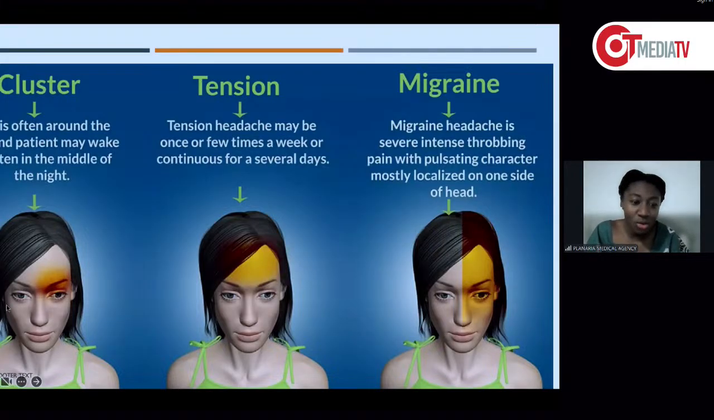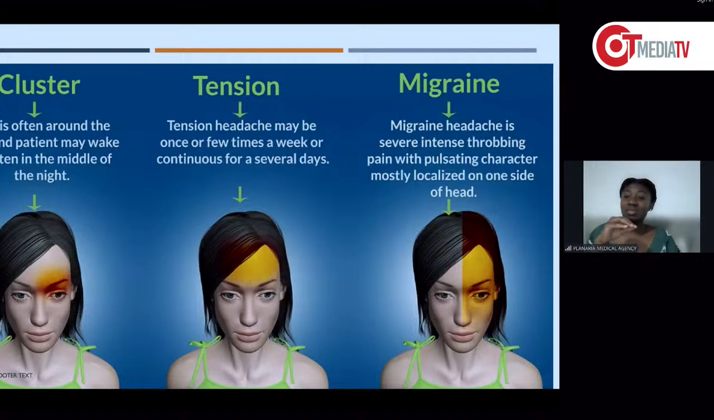So if you see where the orange highlight is, a cluster headache tends to be pain around your eyes, and it usually happens at night. Why it happens, we don't know, but that's a cluster headache. Out of all the primary headaches, the cluster headache is probably the most uncommon one. You can get other headaches which affect your eyes, but a lot of the time, cluster headaches, we don't see that very often.